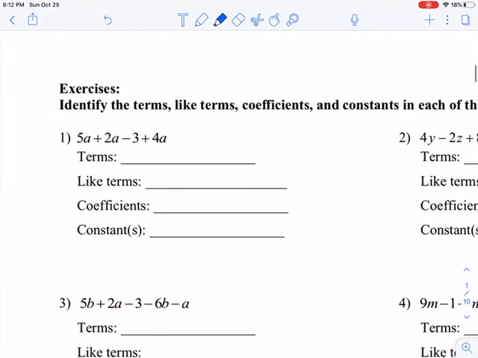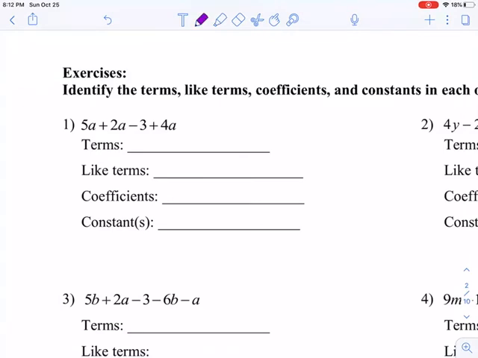So let's look at number 1. Now, I always like to go through and first change any subtraction to addition, next number to its opposite. That just helps you know which ones are positive and which ones are negatives. All right, so we have 4 terms in this one. We have 5a, 2a, -3, and 4a. And now our like terms, I notice 3 of the terms have a's, so they're going to be our like terms.